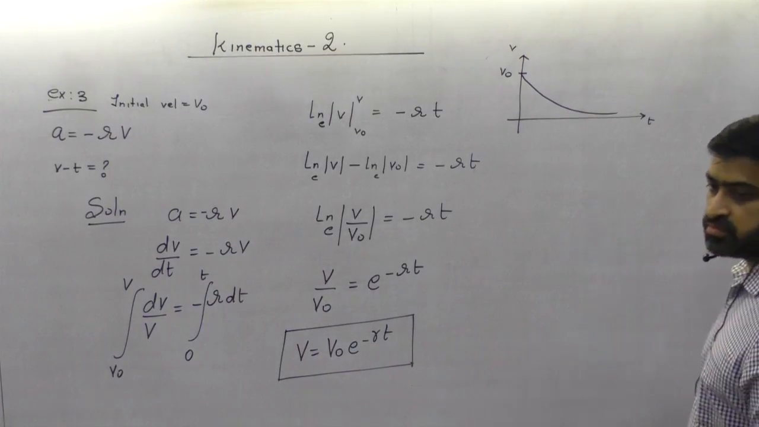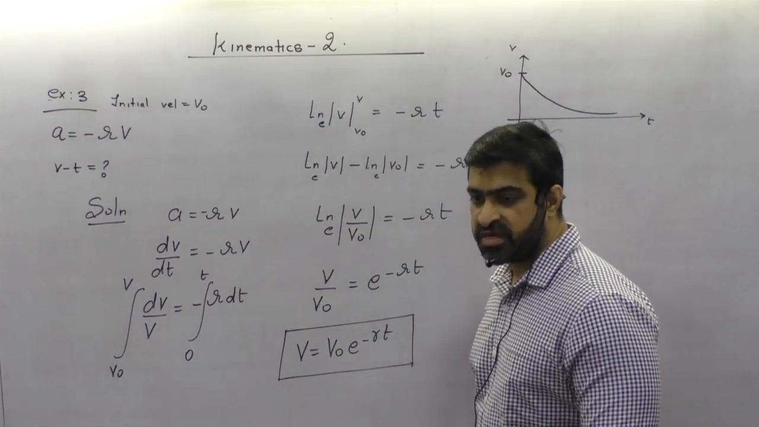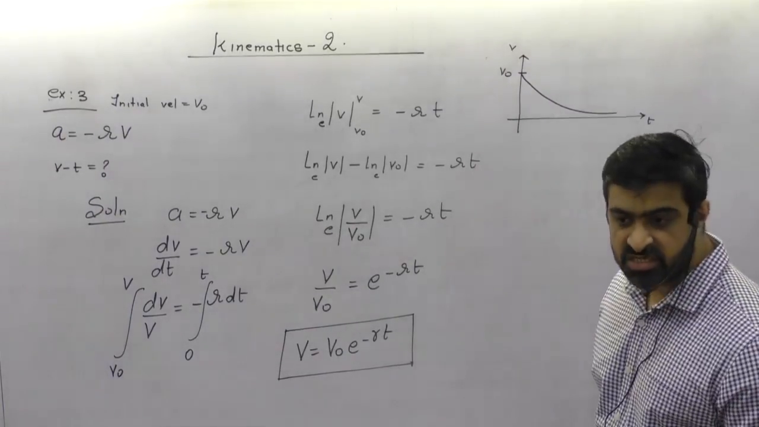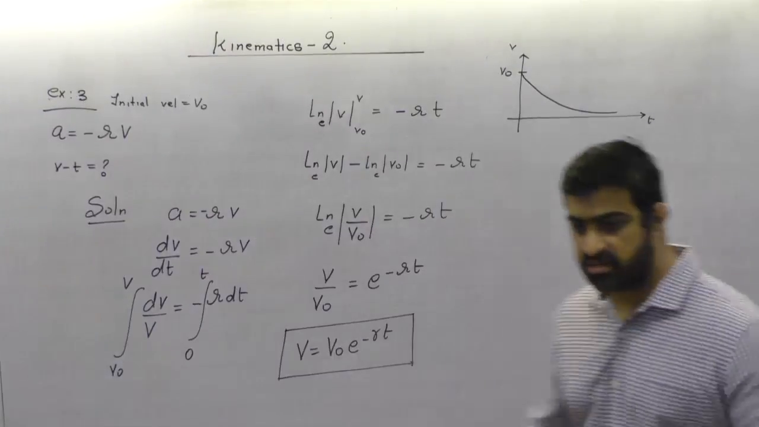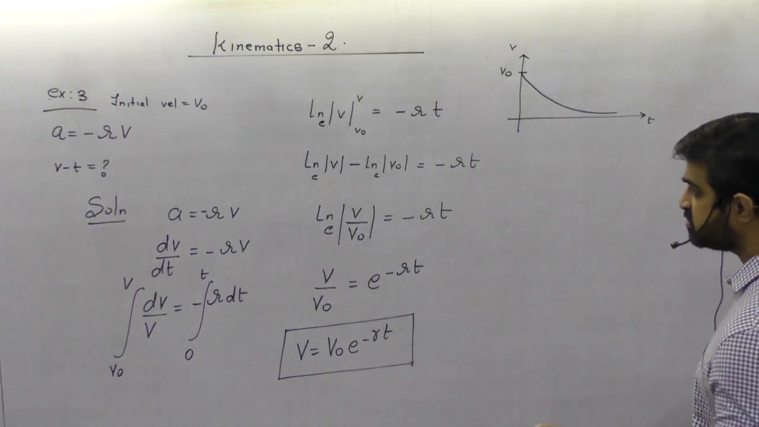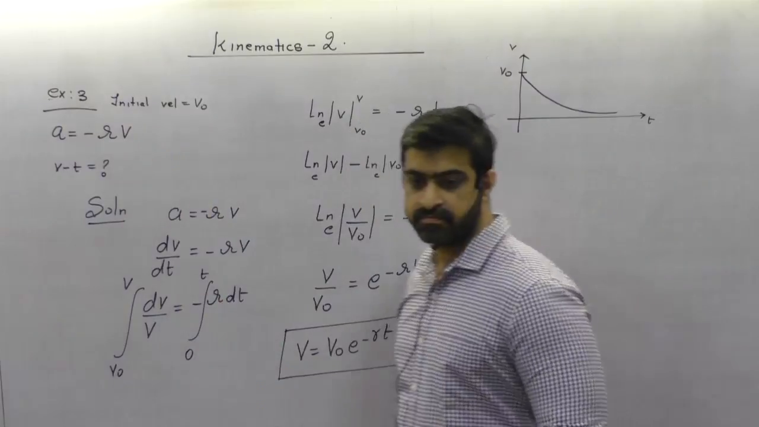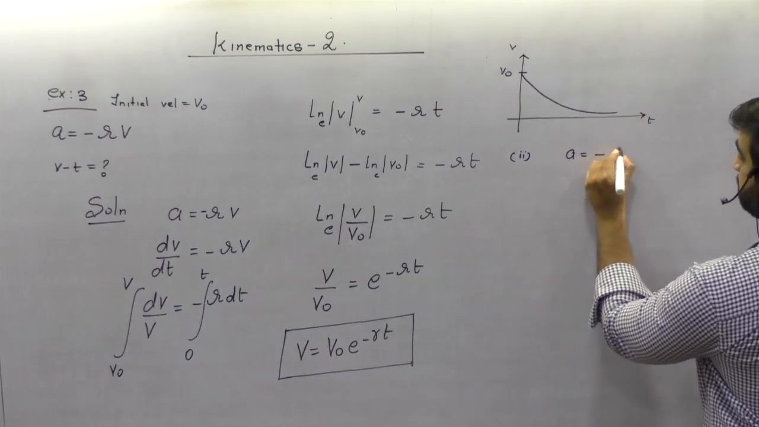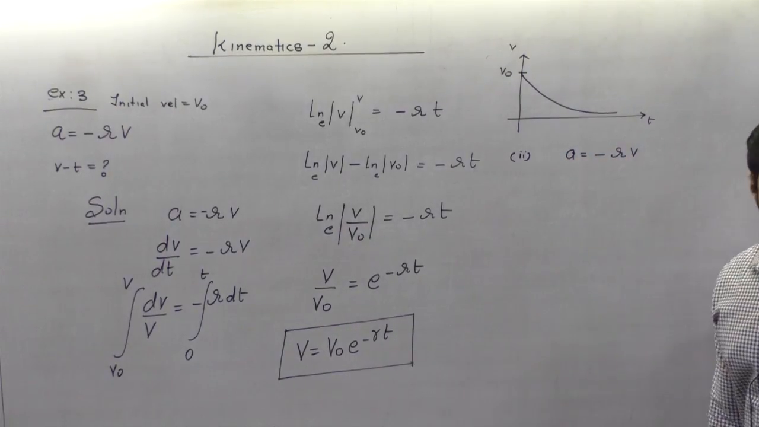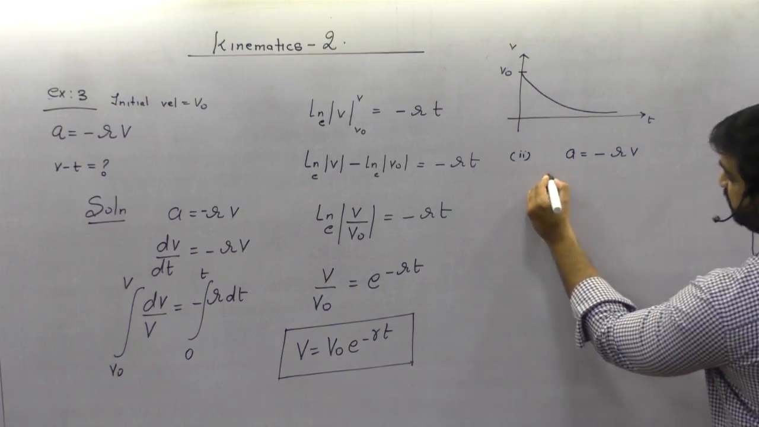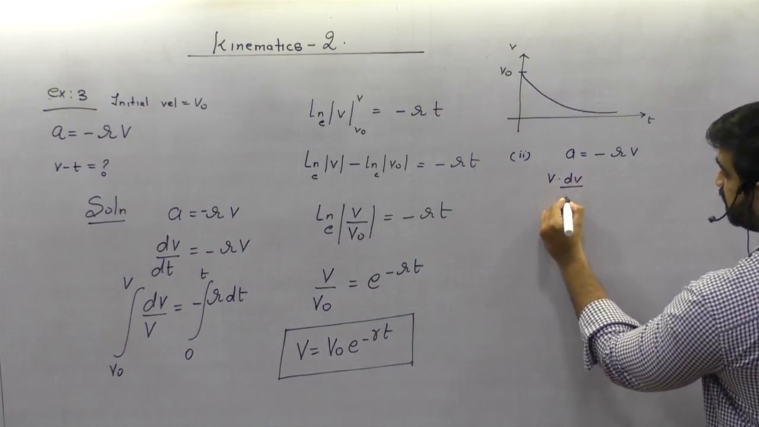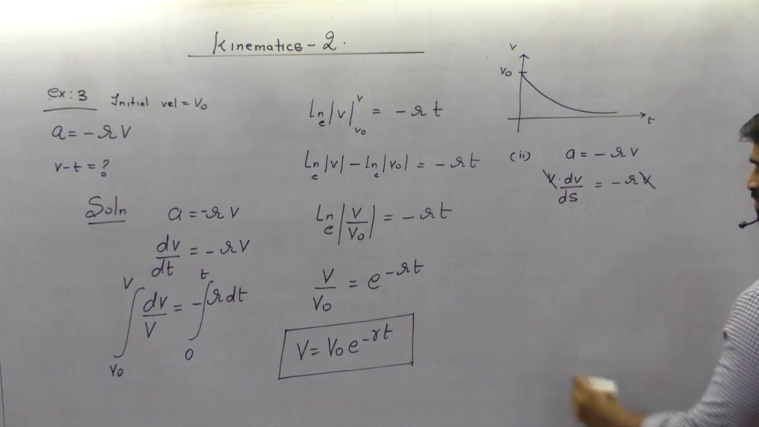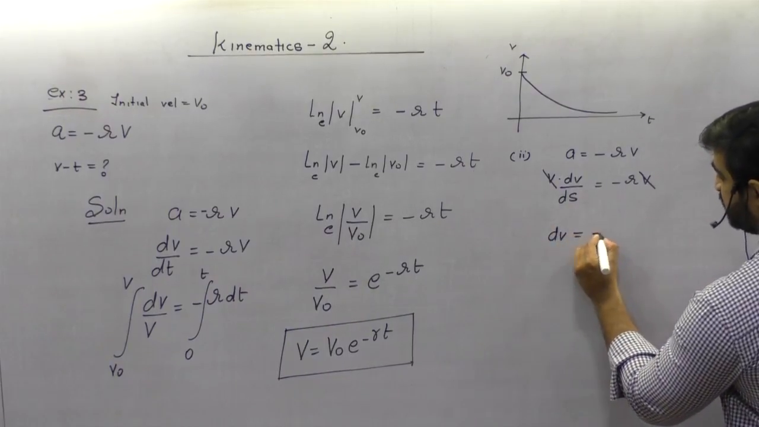The second thing they ask is the distance covered when it comes to rest. When it comes to rest, what will its velocity be? 0. I'm doing the second part: find the distance covered when it comes to rest. They gave you a is minus rv. I can write a as v dv by ds, the formula I gave you. So v dv by ds is minus rv. v and v will cancel, so dv will be minus r ds.